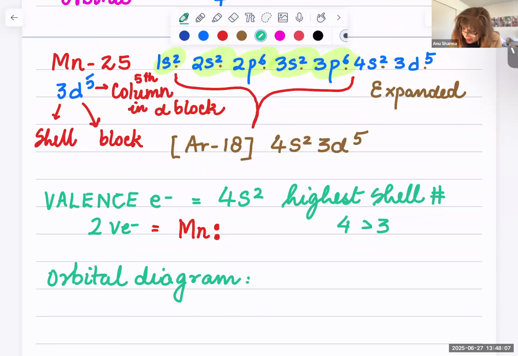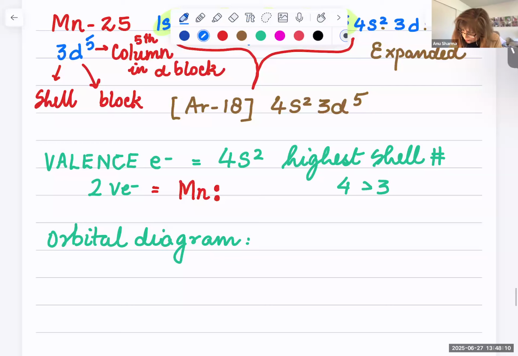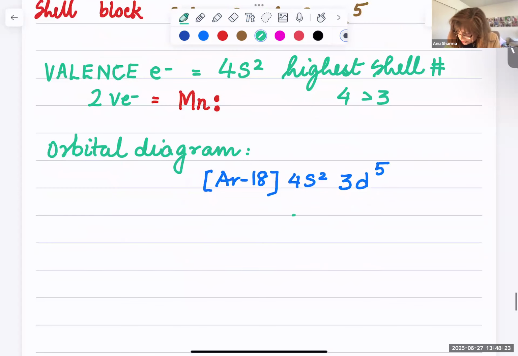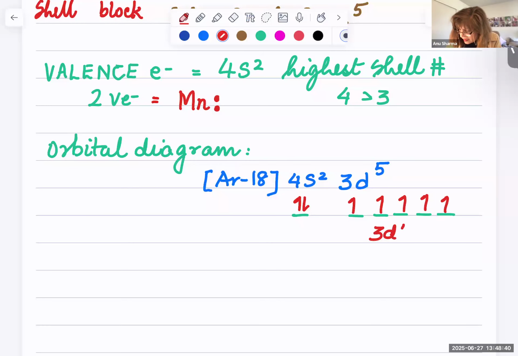For the orbital diagram in this case, we place argon, which is 18, and then comes 4s2 and 3d5. So you're going to put 4s2. D has 5 orbitals, 1, 2, 3, 4, 5, so first each of the D orbitals is singly occupied. That's 5. So this is the 3d5, and this is the 4s2.